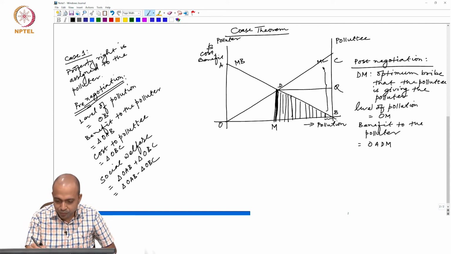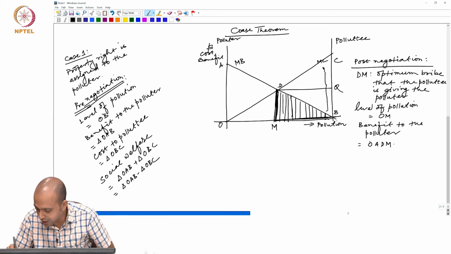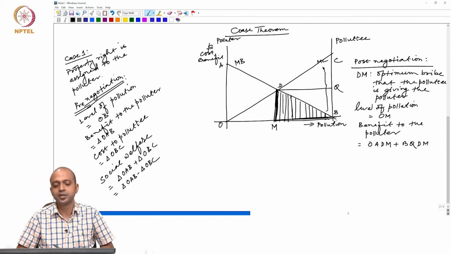Since this is the optimum level of bribe and this is the level of pollution which the polluter has reduced, that means plus BQDM. This is the total benefit. While OADM is coming from production, BQDM is coming from the bribe amount. So, this is the total benefit.